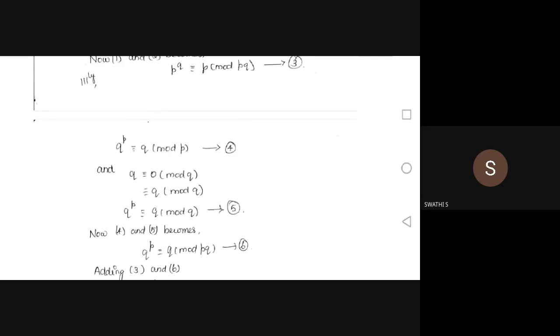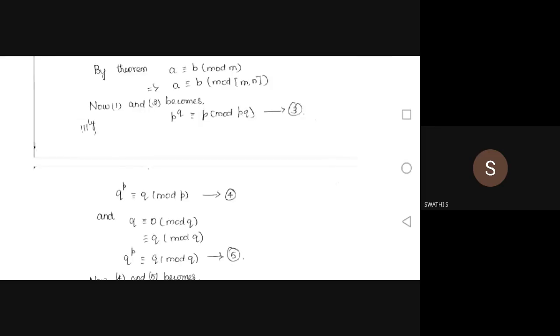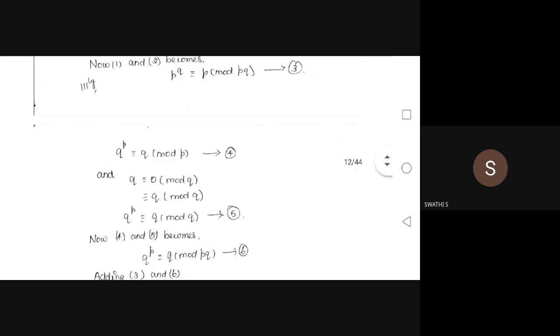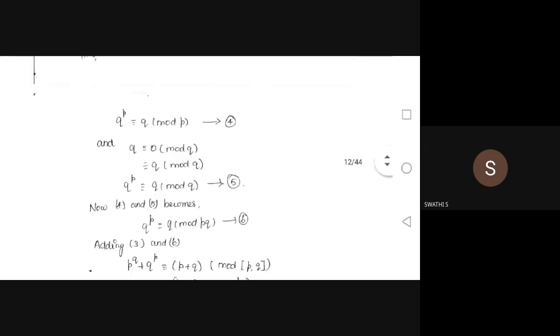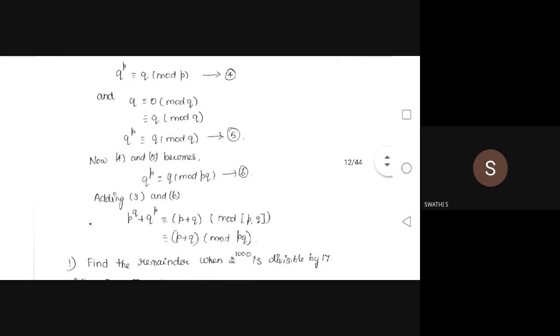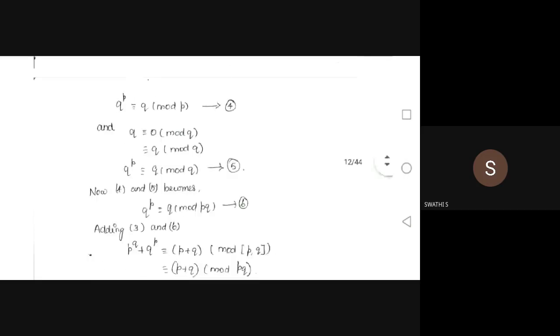Now the linear congruence 3 and the linear congruence 6, both will be added. So P power Q plus Q power P is congruent to P plus Q. Here the mod value is the LCM of P and Q, which is P into Q. So we have proved P power Q plus Q power P is congruent to P plus Q mod PQ, which is the second corollary, proved by applying the statement of Fermat's little theorem.